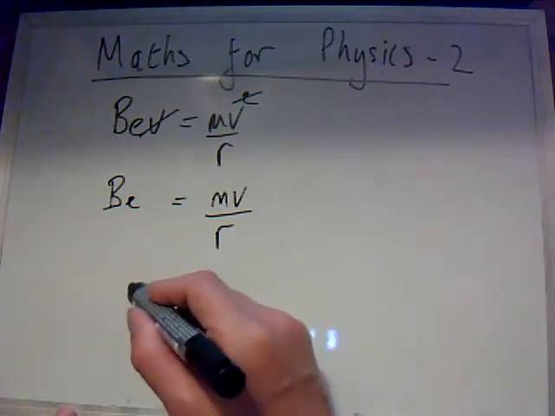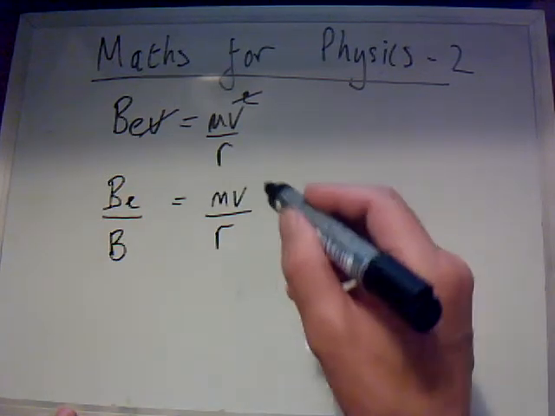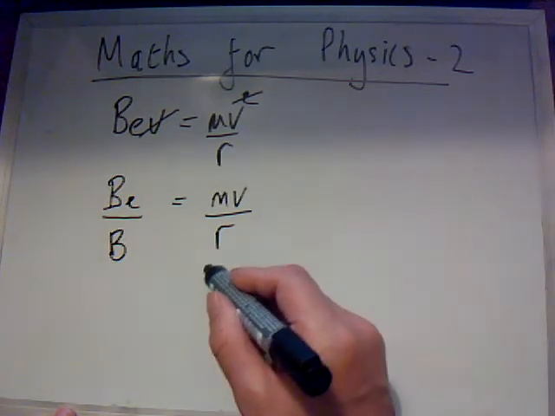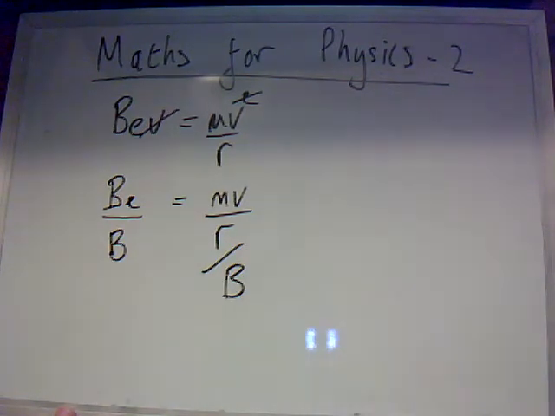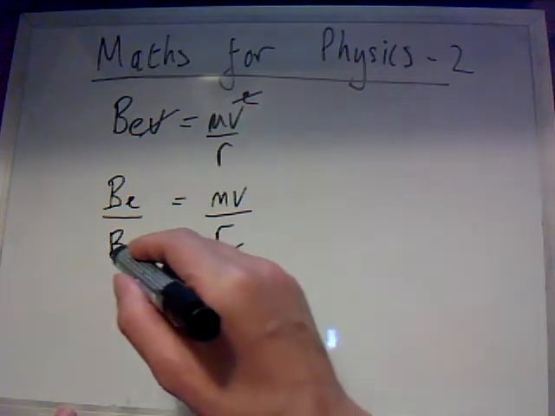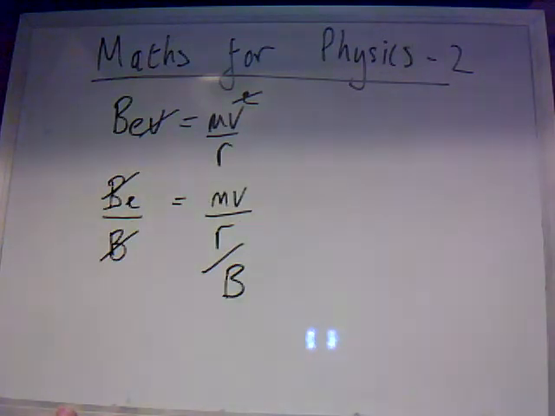So therefore BE over B must be equal to mv over r over B. Now that looks a little more complicated, well, it does on the right hand side. Now the left hand side is easy. B divided by B is 1, so that leaves us with E equals what's here.